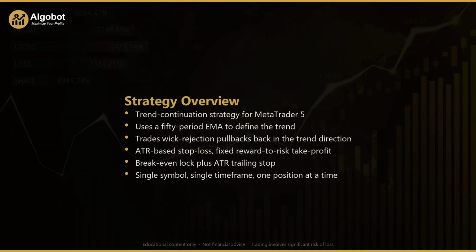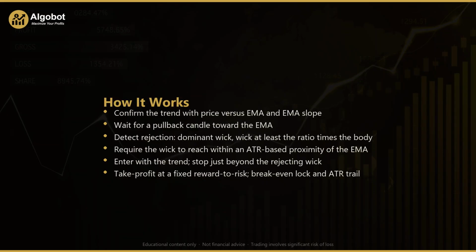It uses the average true range, or ATR, to size its stop loss and its trailing stop, so it adapts to how volatile the market currently is. It also aims for a fixed reward-to-risk multiple, locks the trade to break even once it moves in favor, and then trails the stop as the move extends. Remember, this is educational information, not financial advice, and trading always involves the risk of loss. Let's break down the exact logic the expert advisor follows, step by step.